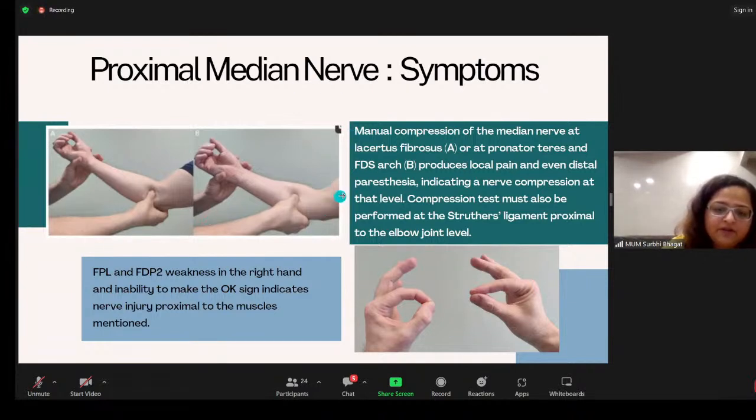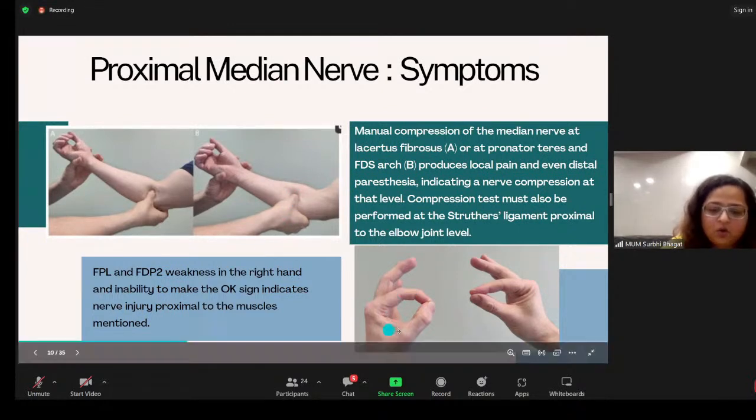So if you remember, here is Struthers' ligament. Pinching here, causing pain and distal paresthesia, will elicit the test over there. Here is the lacertus fibrosus. So pressing the median nerve here should elicit pain and distal paresthesia. Here is the pronator teres and the flexor digitorum superficialis and flexor muscle arch. So it will evoke the paresthesia. But again, all are interrelated. So I don't think that this is a very sensitive or specific test.